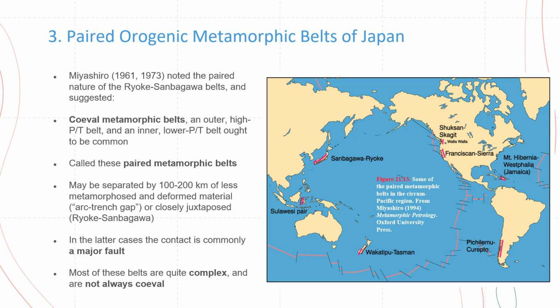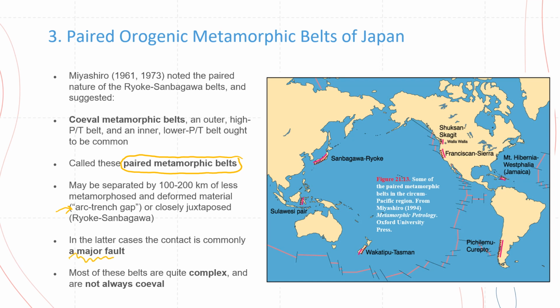So coeval metamorphic belts, which had an outer high PT belt and a lower PT belt on the inside, ought to be quite common. So they've called this paired metamorphic belts. And these may be separated by 100 to 200 kilometers of less metamorphosed and deformed material. So we have this arc trench gap. Or it could be closely juxtaposed the way that Ryokei and Sambagawa was, where they were close to each other, separated by the median line. In the latter cases, the contact is commonly a major fault.